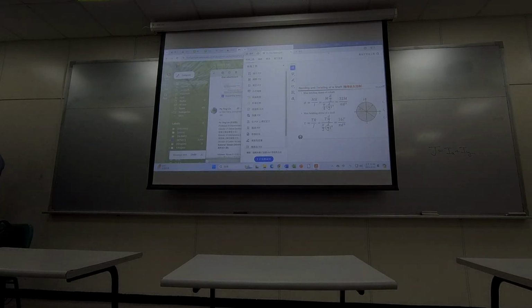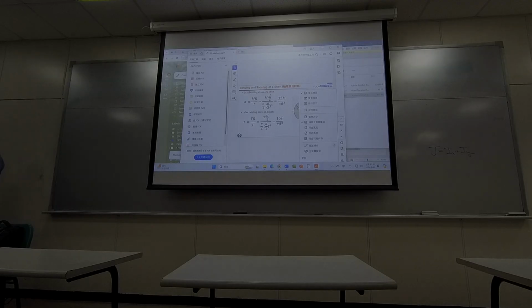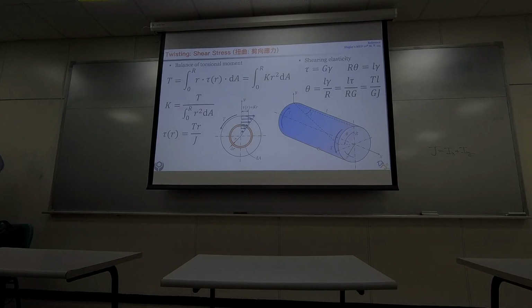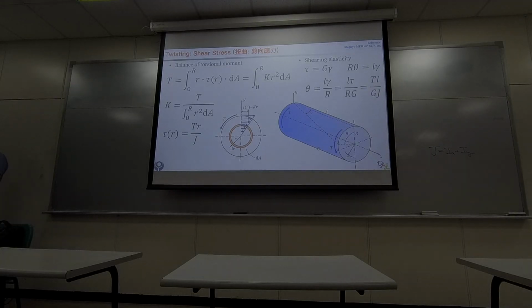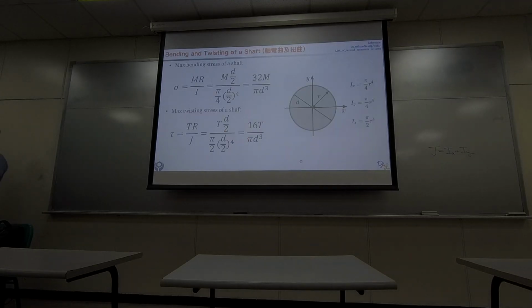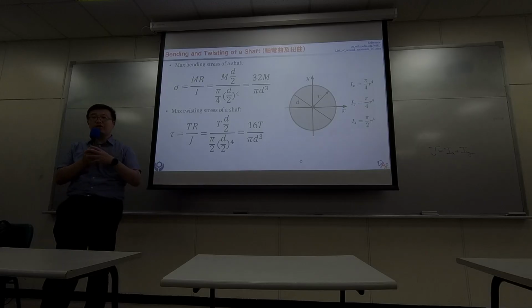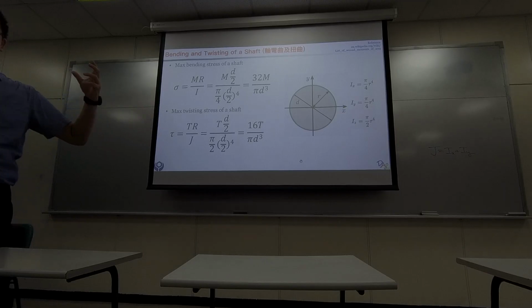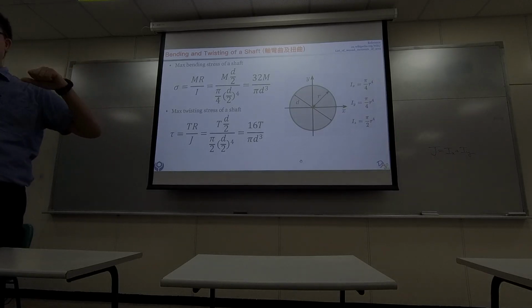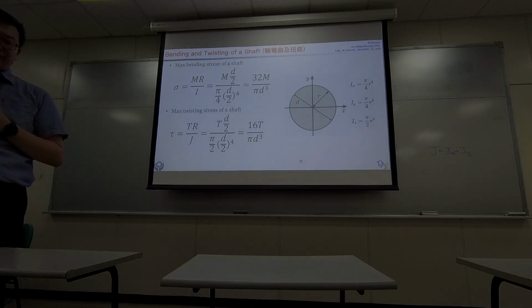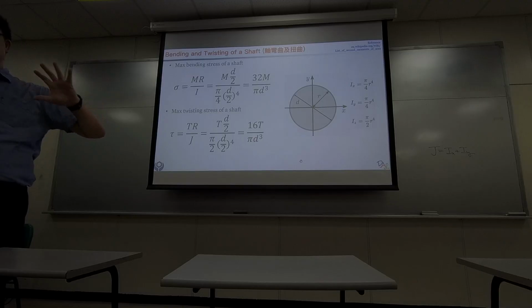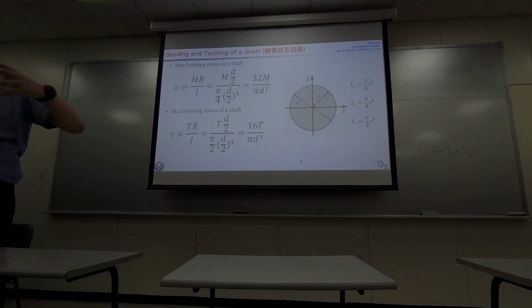Let's get back to our lecture. Now, we already reviewed bending stress and shearing stress and the related equations. So for bending and twisting of a shaft, why do we focus on a shaft? Because in many machines, whenever you need to make any movement or transmit some kind of power, usually you have a shaft.